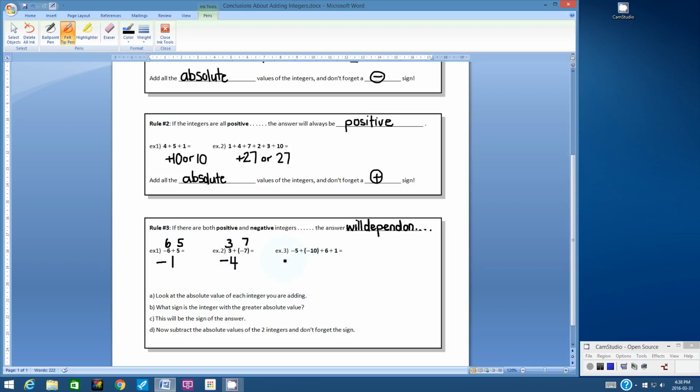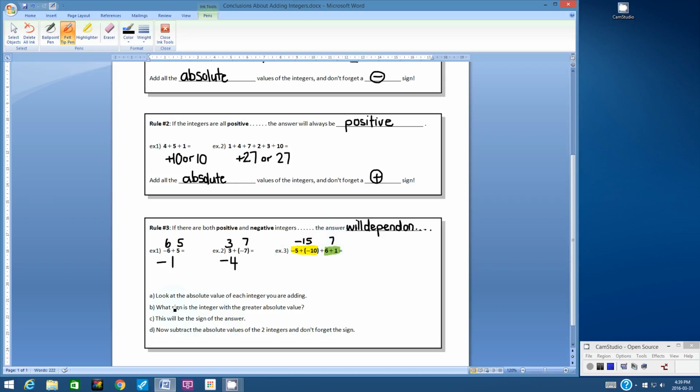Okay, so what happens when you get a situation like this, where you have a couple of negative integers and a couple of positive integers? Okay, so the first thing is, let's group the negative integers together. -5 and -10 are -15. Okay, and then what I'm going to do is, I'm going to group the positive integers together right here. 6 plus 1 is 7.